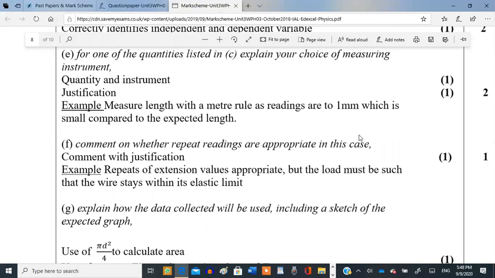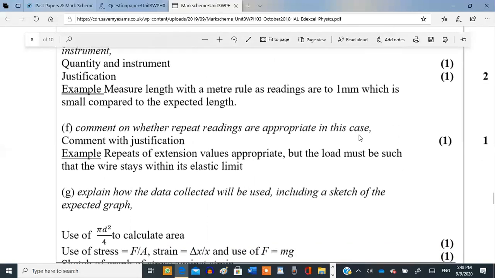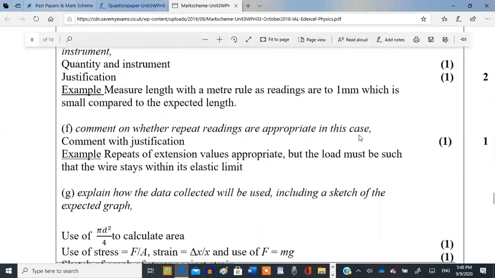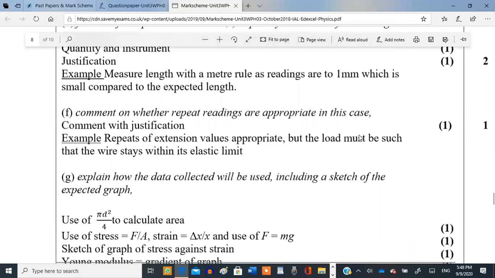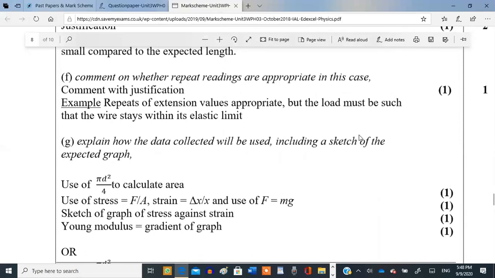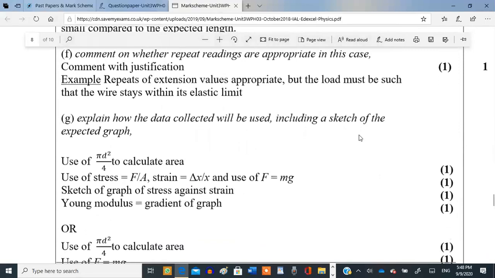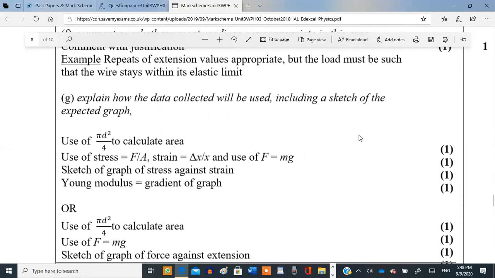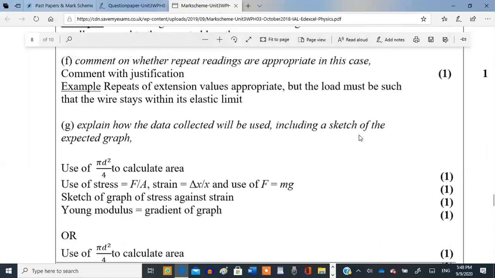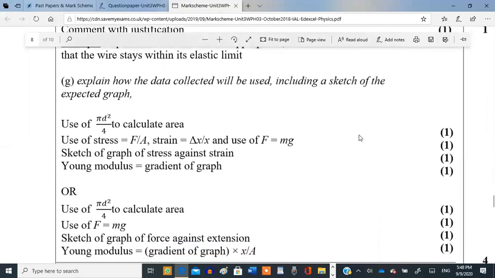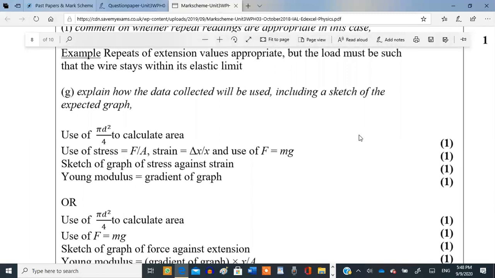So, less than 1 centimeter readings could be measured using that. Then after this, the comment on repeating the reading has to be appropriate if needed, and if not needed, okay. If extension is measured, then obviously you'll need to repeat it again and again, because extension is not measured that accurately in one reading. And then explain how the data will be used to sketch a graph.